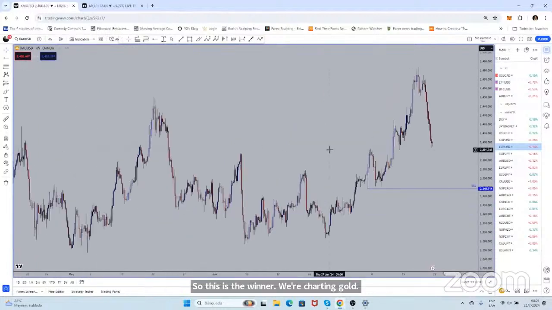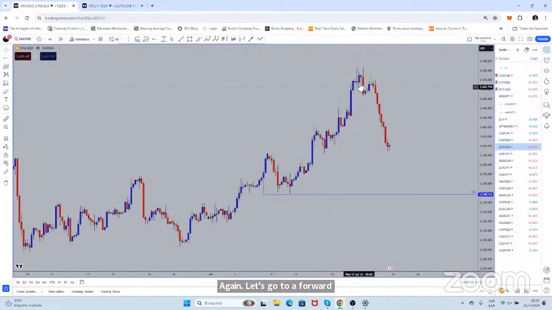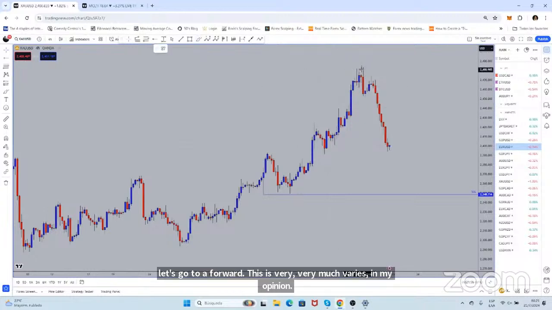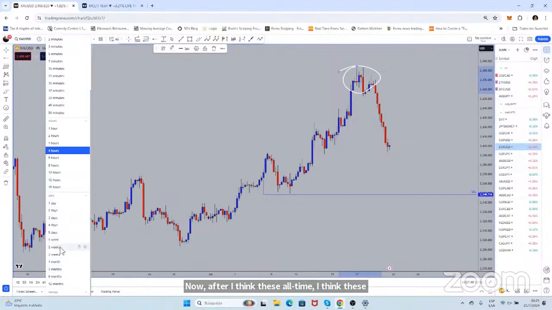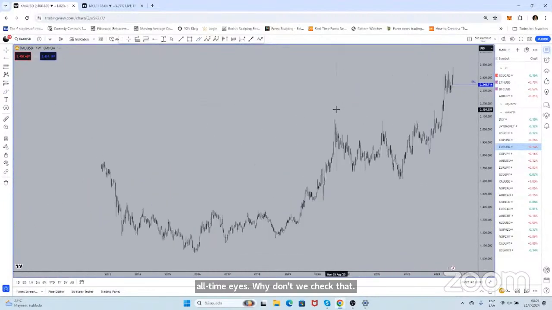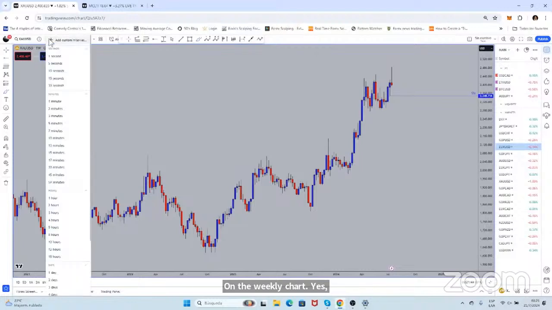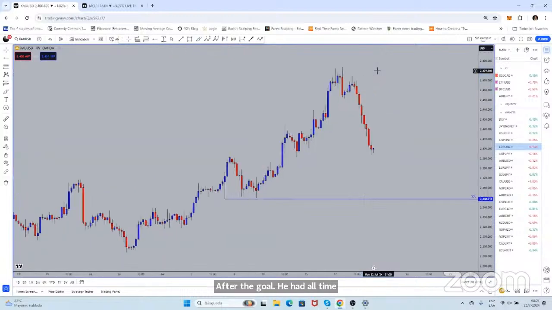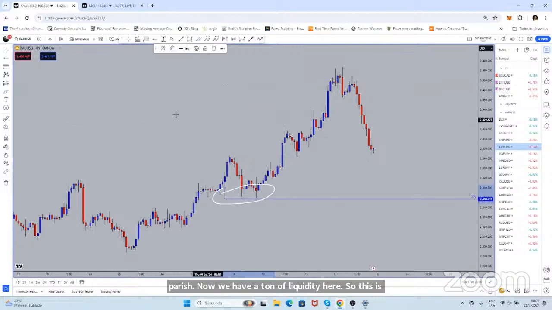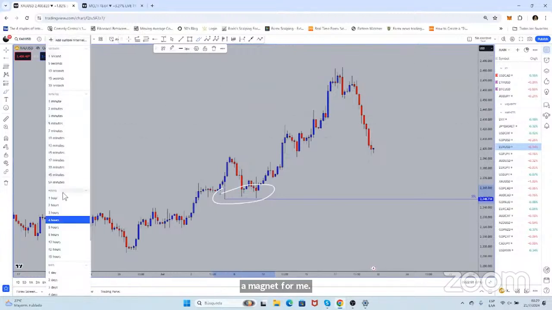This is very, very much bearish in my opinion. Now, after, I think this is all-time highs. Why don't we check that on the weekly chart? Yes, this is all-time highs on gold. After gold hit all-time highs, it retraced a ton. So this to me is not a pullback. This is very bearish. Now we have a ton of liquidity here, so this is a magnet for me. And because of that, I will be looking for shorts in gold at the open.